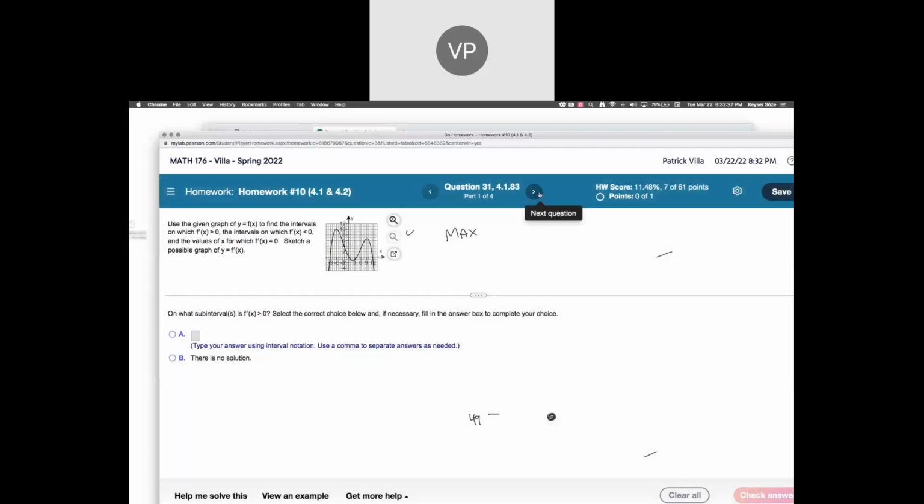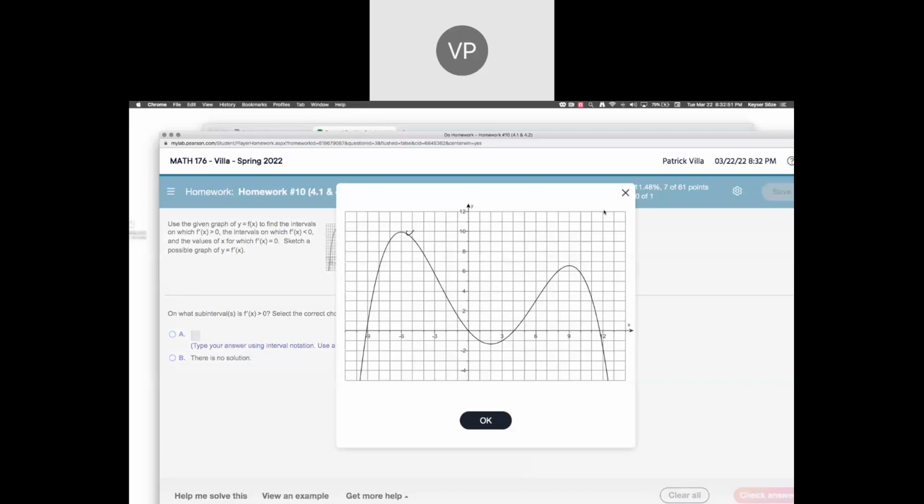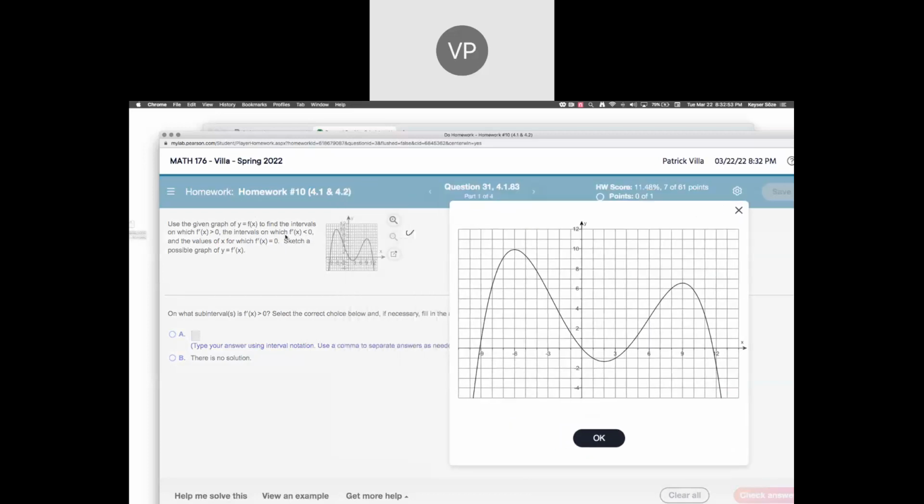Okay, so they give the graph of the function in this little box, which I'm going to zoom into in a second, and use the graph of this one. So I'm going to make it big. All right.